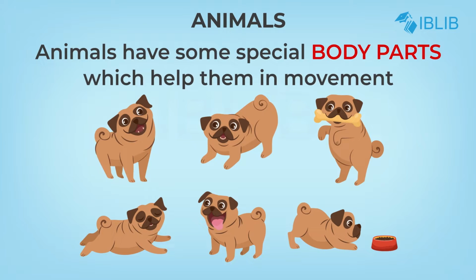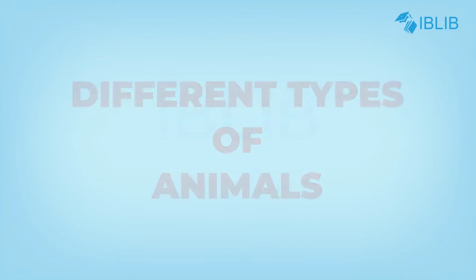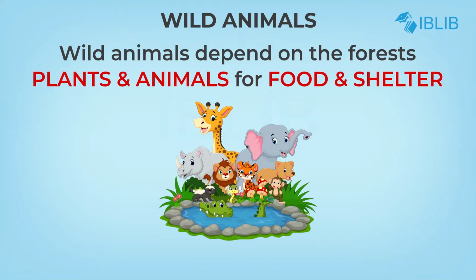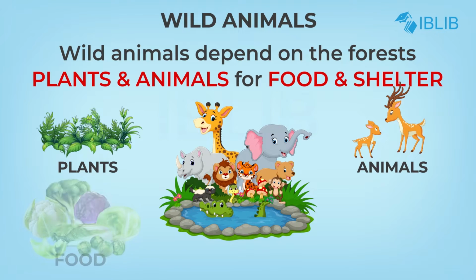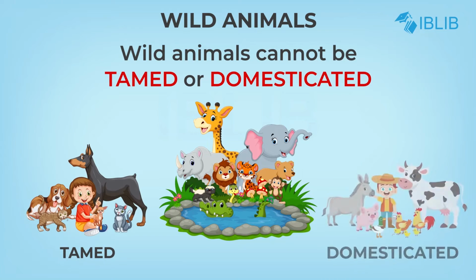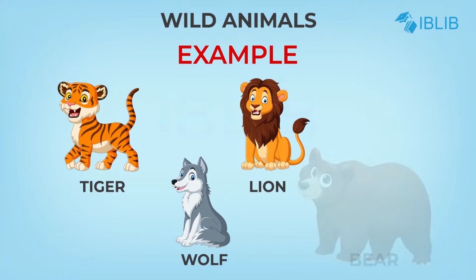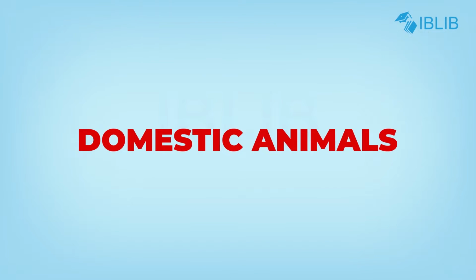Animals have some special body parts which help them in movement. Different types of animals. Wild animals. Animals that live in forest or are found in forest are called wild animals. Wild animals depend on the forest, plants, animals, etc. for food and shelter. Wild animals cannot be tamed or domesticated. Tiger, lion, wolf, bear, etc. are wild animals.